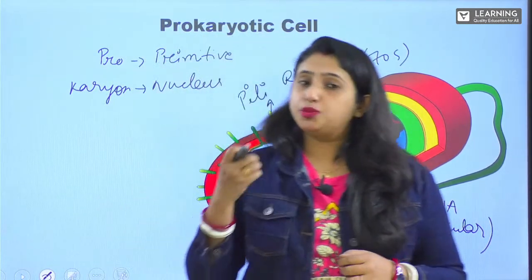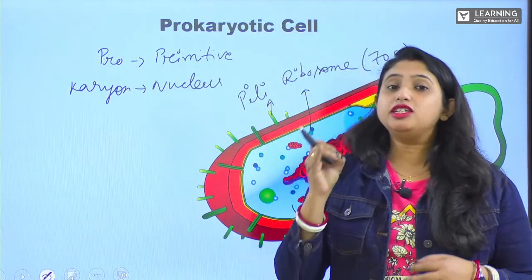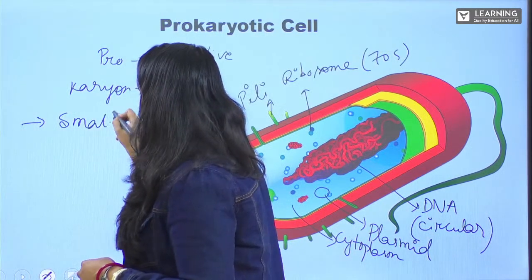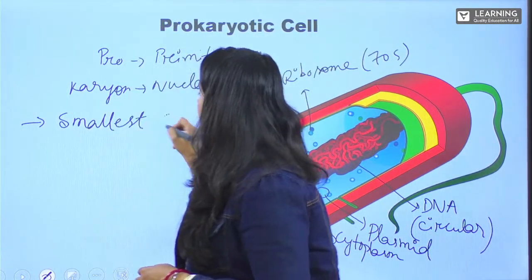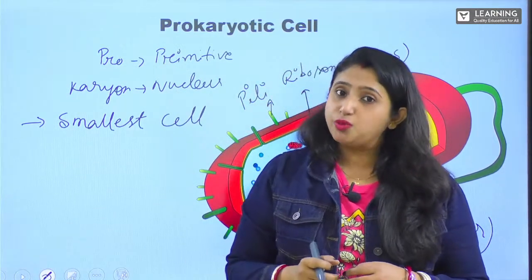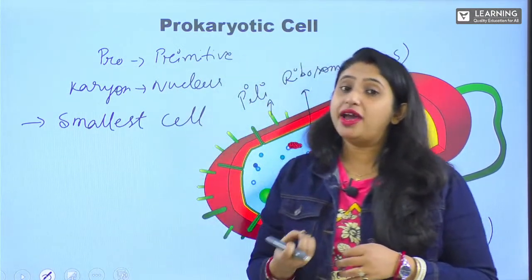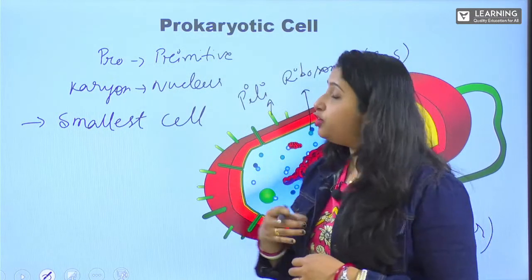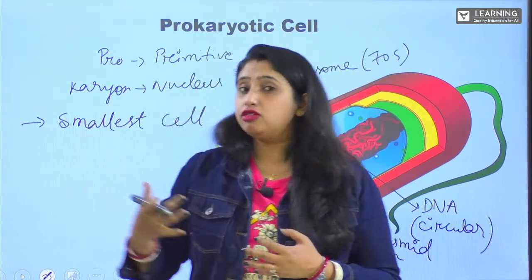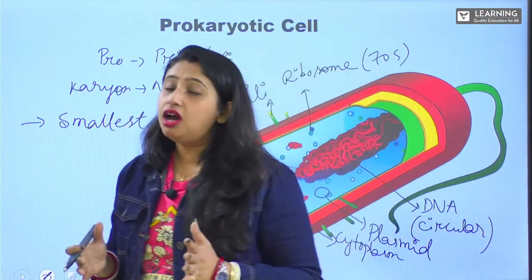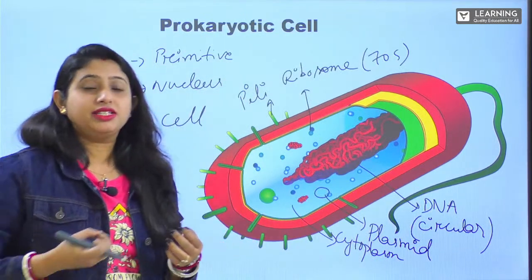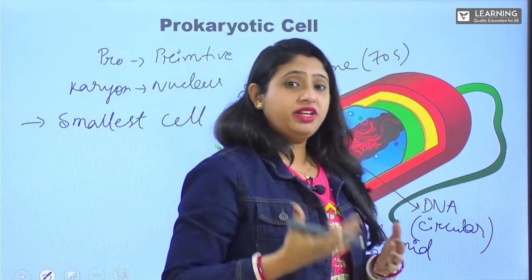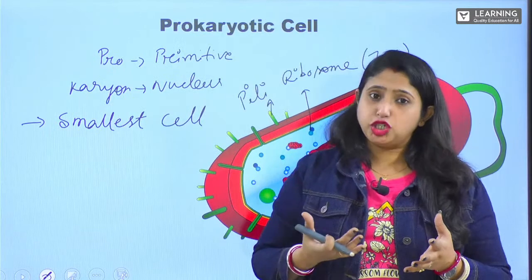Now talking about the prokaryotes, that is the bacteria, these are the smallest cells. As we know, mycoplasma is the smallest cell, and the bacteria are also very small cells, which we cannot see with our naked eyes. They are present everywhere, also inside our body. There are some bacteria which may be good for us, and some are very harmful for our body. They cause lots of diseases because of bacterial infection.